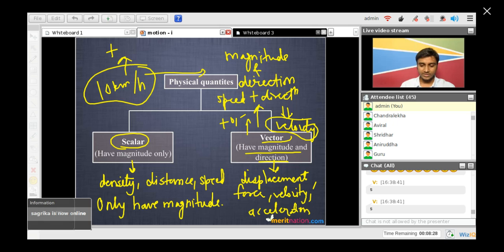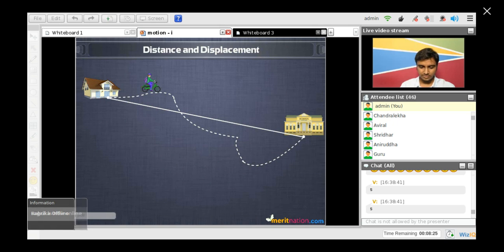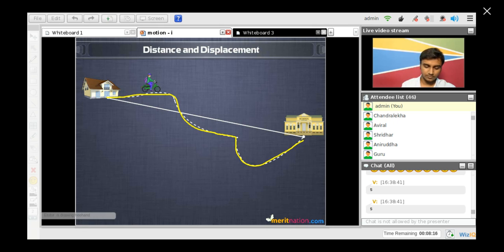Now what is the difference between distance and displacement? If Rahul is moving from his house to his school, he covers this path. So distance is basically the total path length. Distance is the total path length that is covered by the body. So when a body moves, it covers the distance, it covers the path length.